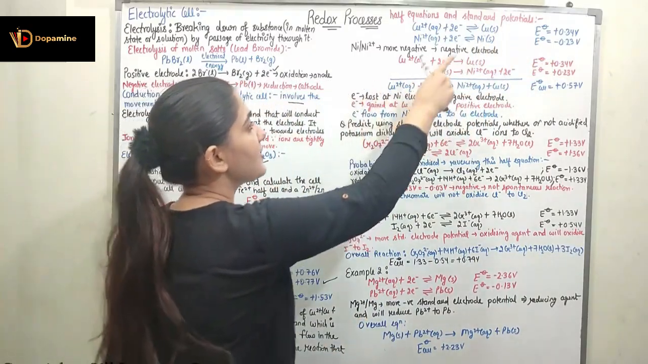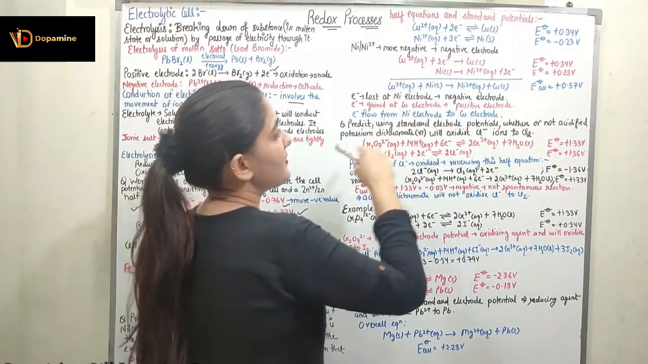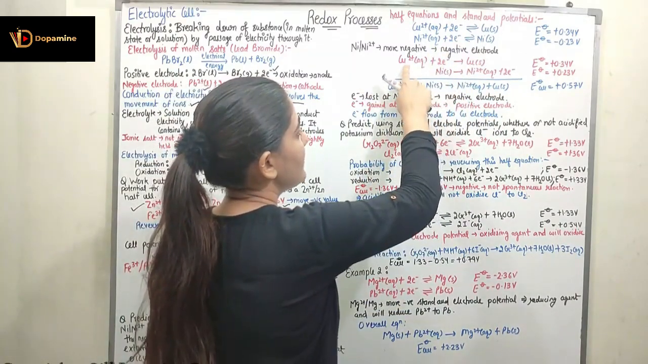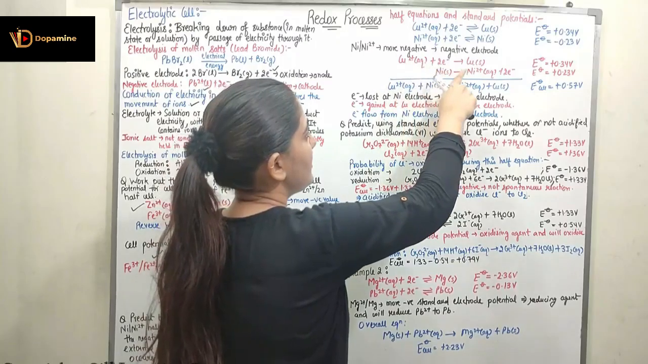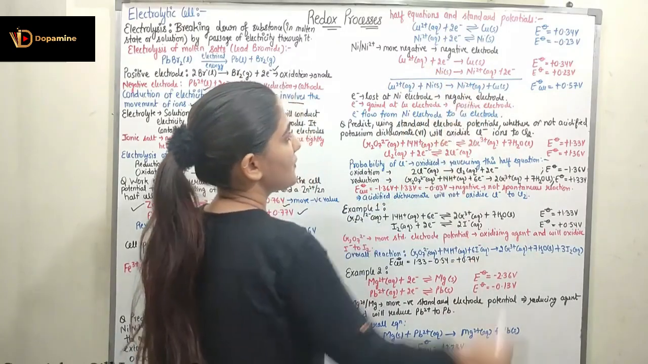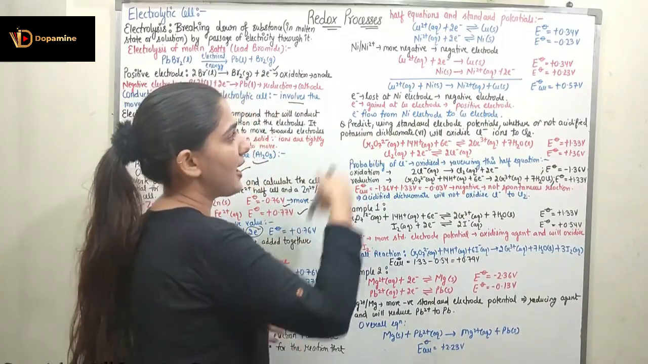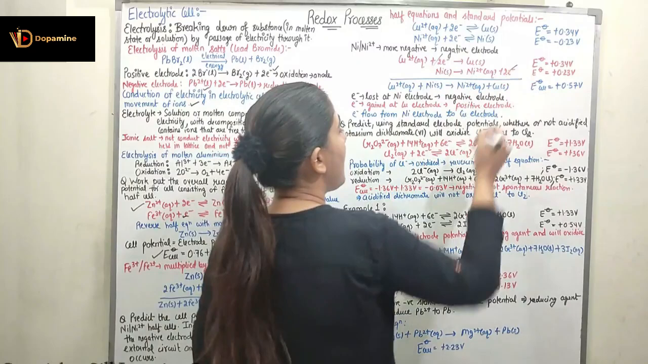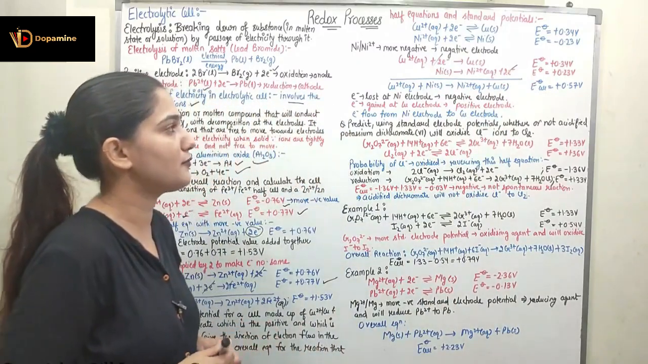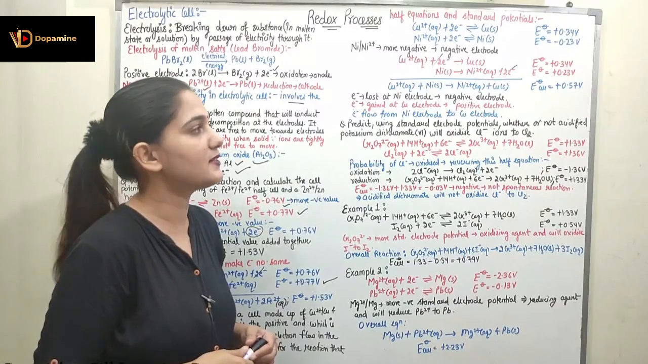So when I reverse this equation, because this is a negative electrode, I will have the first equation as it is, Cu2+(aq) + 2e⁻ gives Cu(s), and the second equation would be Ni(s) gives Ni2+ plus 2e⁻, right? To find out the overall equation I am going to add both of them. So these two electrons are going to cancel out and the overall equation would be Cu2+(aq) + Ni(s) gives Ni2+(aq) + Cu(s), right?